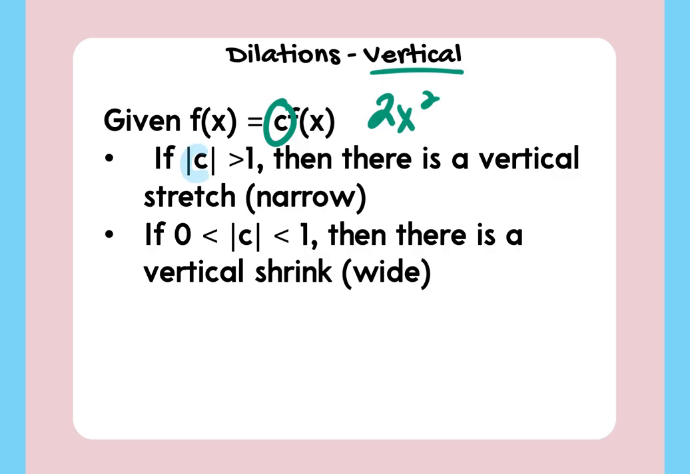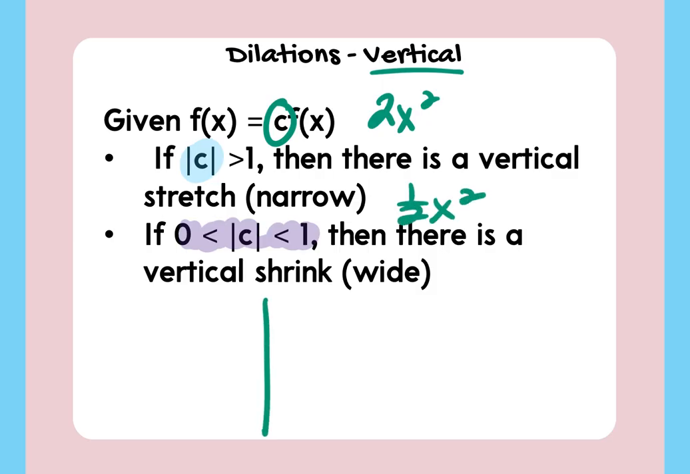Now notice this says absolute value because I'm not looking at the sign. The sign causes a reflection. So a -2 would be a reflection and a stretch. If the number on the front of your function is in between 0 and 1, so we're talking a fraction or a decimal, then it causes a vertical shrink, which would widen it out. So that would be like 1/2 x squared.